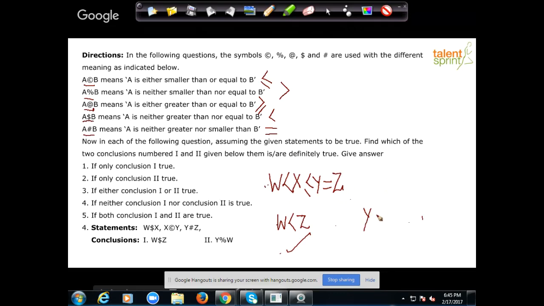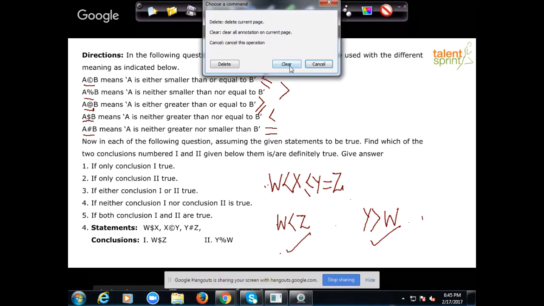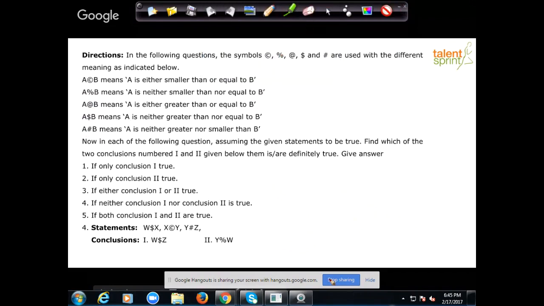Second conclusion is Y percentage W, which means that Y is greater than W. Y is greater than W? Yes, because W is the smallest value and Y is greater than W. Therefore, this also holds. Therefore, boys and girls, we have reached this. Kudos to all those of you who got the correct answer.